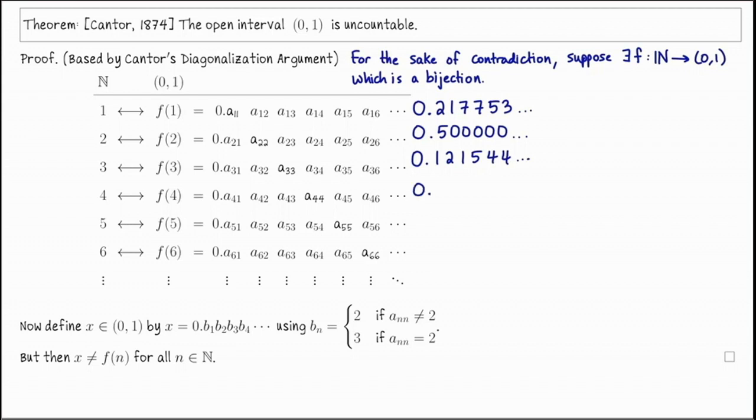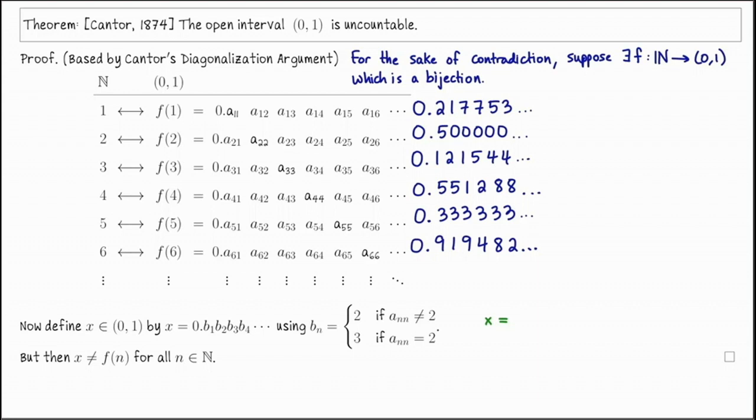Let's say the fourth number in our list is 551288. I tried to come up here with 6 fairly random looking numbers between 0 and 1, where I'm imagining that these are the first 6 numbers in my enumeration of the open interval between 0 and 1. Now we're going to follow this definition to write down what the element x must look like.